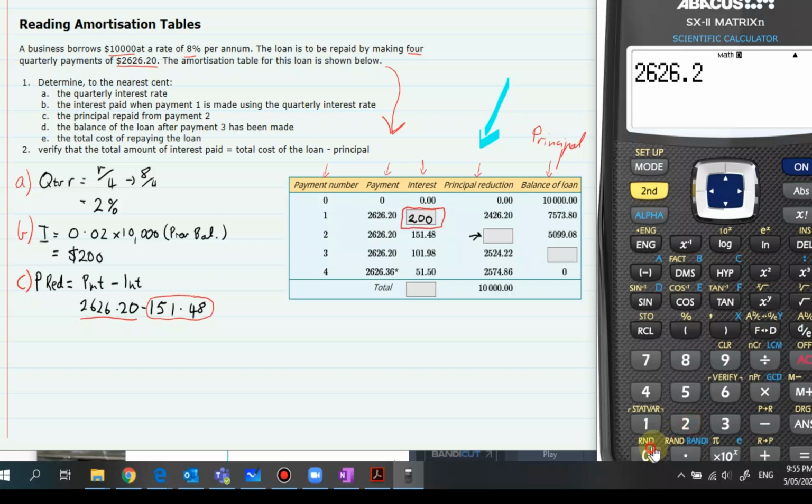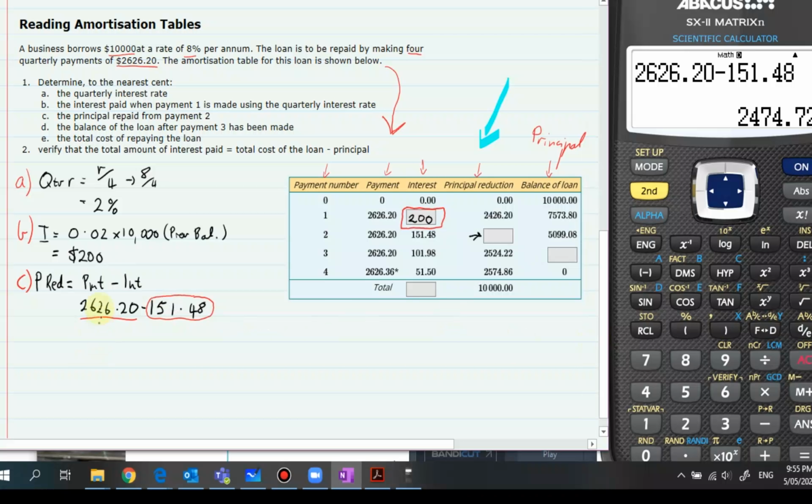2,626.20, subtract 151.48, equals 2,474.72. That's our principal reduction. So we can put that in here, nice and small, 2,474.72. Okay, so done. Tick, tick, tick. Next, the balance of the loan after payment 3 has been made.